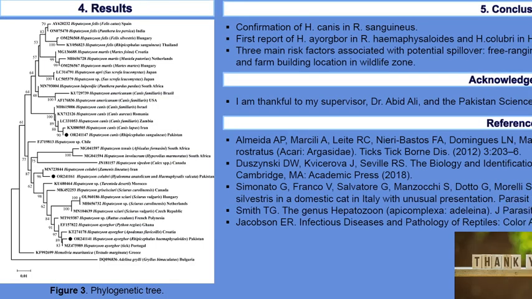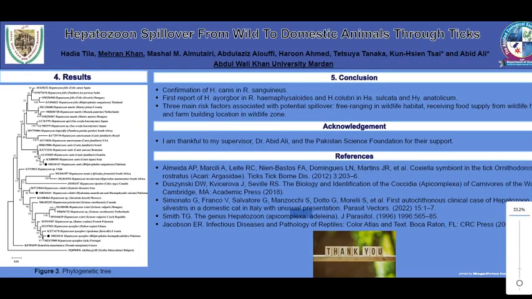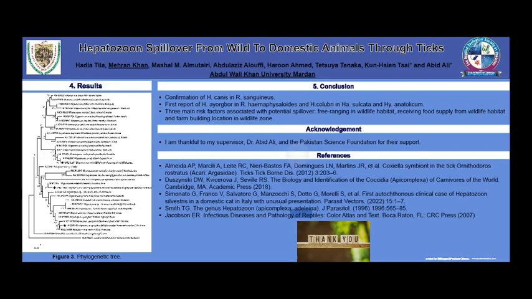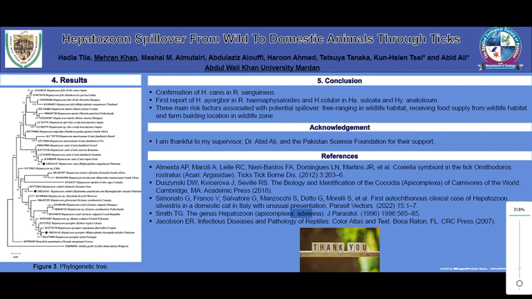So now moving toward its conclusion. Our study confirmed that Hepatozoon canis is commonly found in Rhipicephalus sanguineus. Our study for the first time worldwide detected Hepatozoon aerorbur in Rhipicephalus haemaphysaloides, and Hepatozoon colibri in Haemaphysalis sulcata and Hyalomma anatolicum.